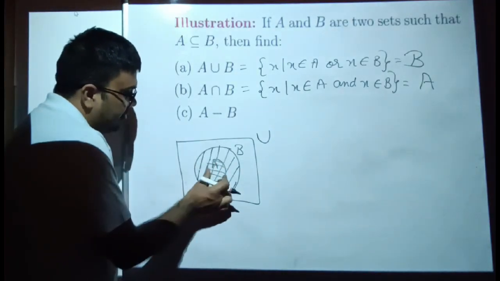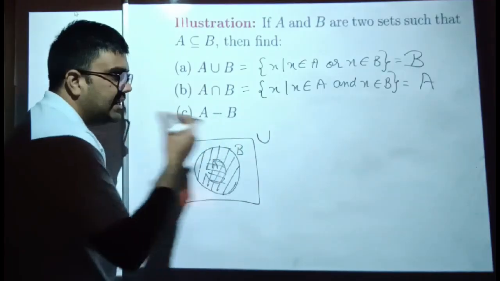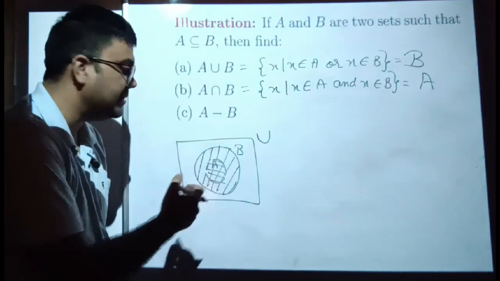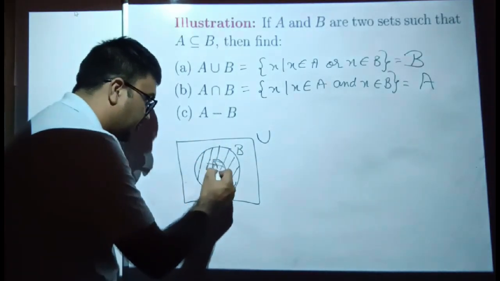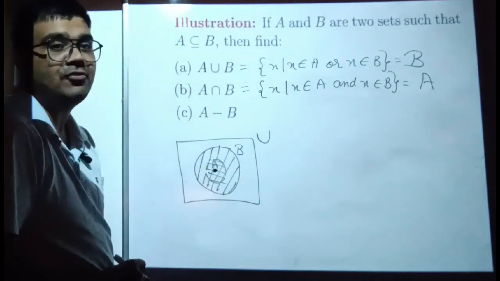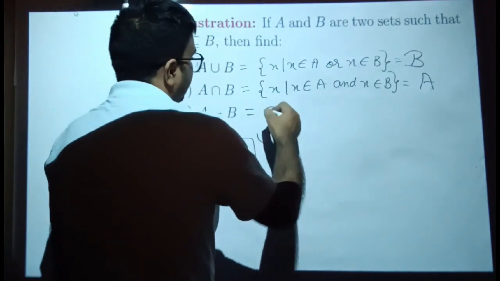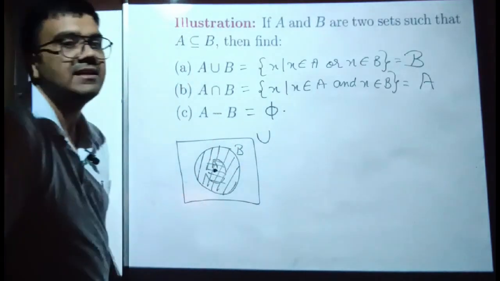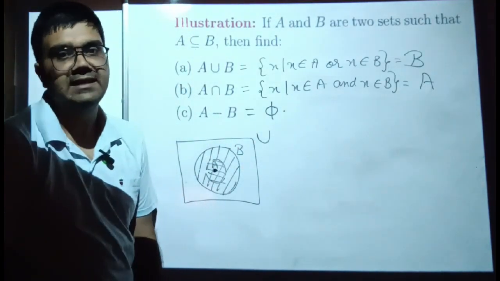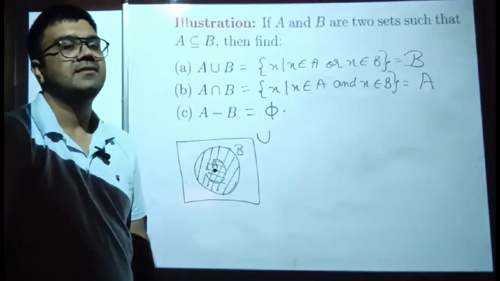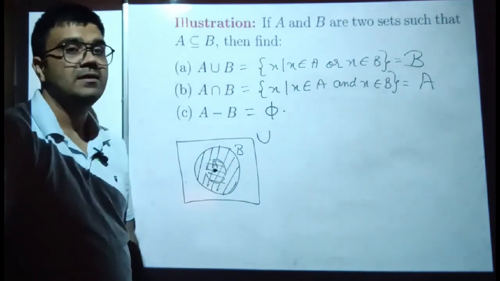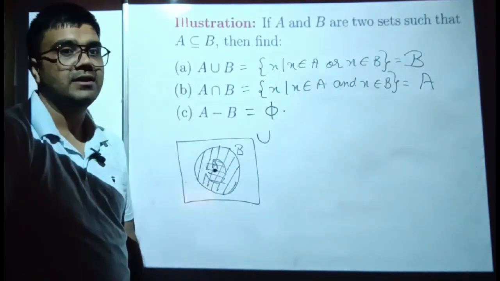All those elements of A which are not elements of B. Is there any element which is an element of A but not an element of B? There is no such element. We are saying this set is the empty set, the set phi. So these are the sets we are talking about.